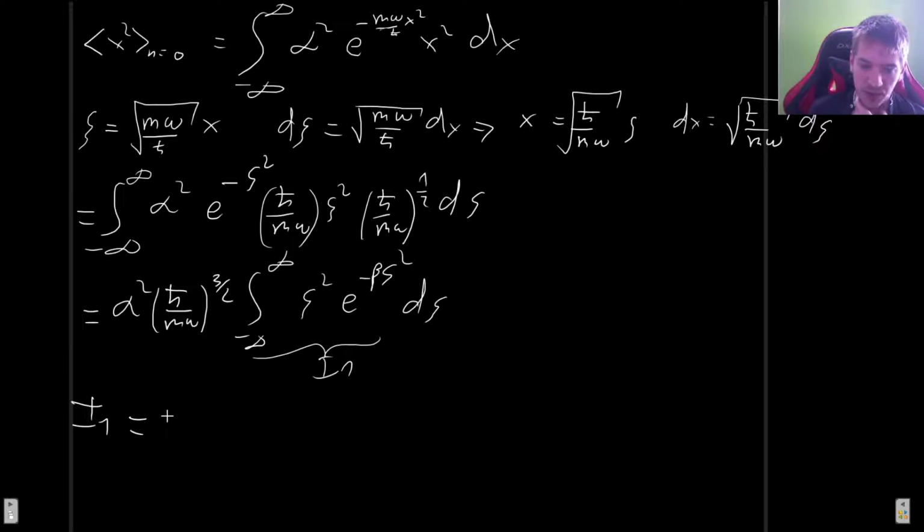So let us take a look at this: minus d/dβ of the integral from minus infinity to infinity of e^(-βψ²) dψ, right? Because if we were to do this derivative, we get exactly what is up here.